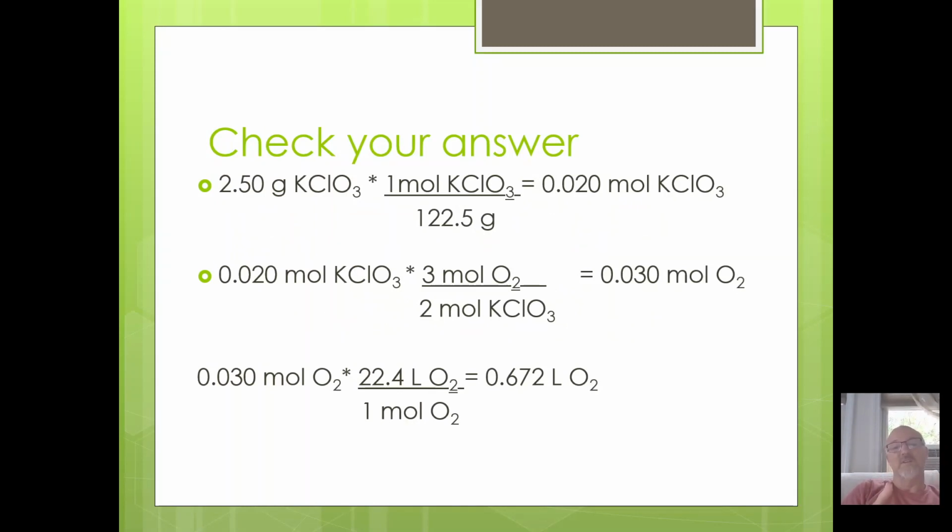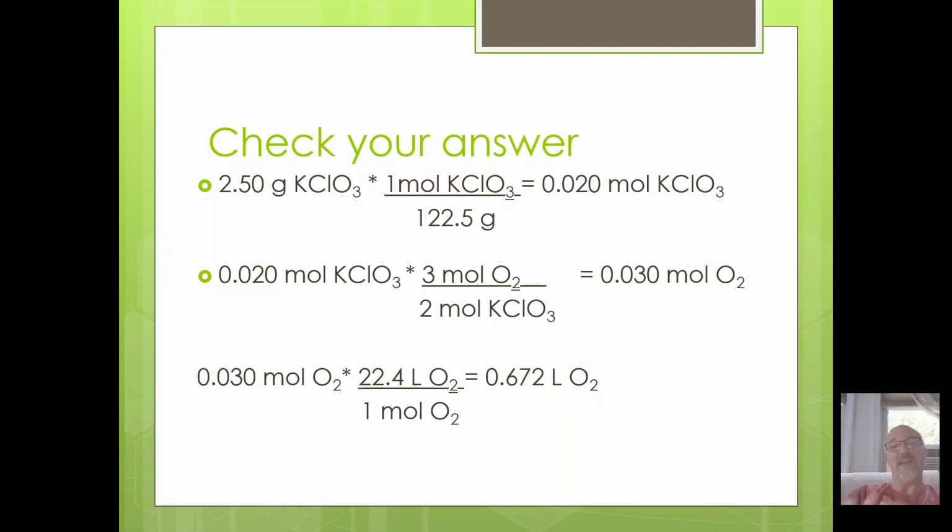2.5 grams, add up the molar mass. I come up with 122.5. If you came up with a little more detail, maybe your numbers are just slightly different, but that's fine. But about 0.02 moles of KClO3. From the equation, it's 3 moles of oxygen I get for every 2 moles of KClO3 that degrades. So that means 0.03 moles of oxygen is what's produced. And at STP, that would occupy about 2/3 of a liter, 0.67.